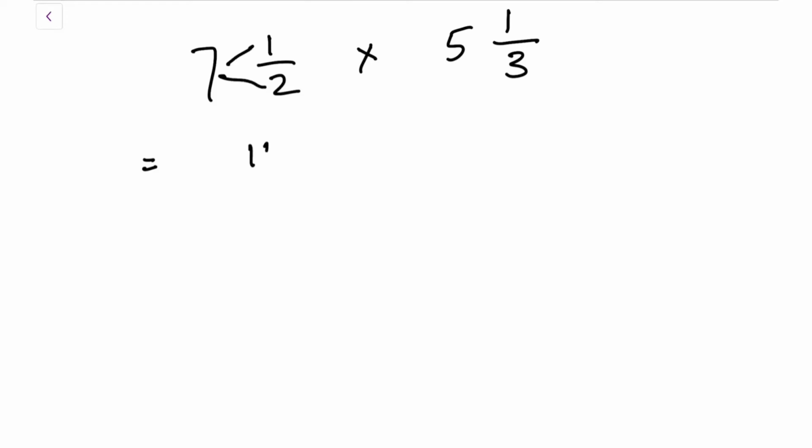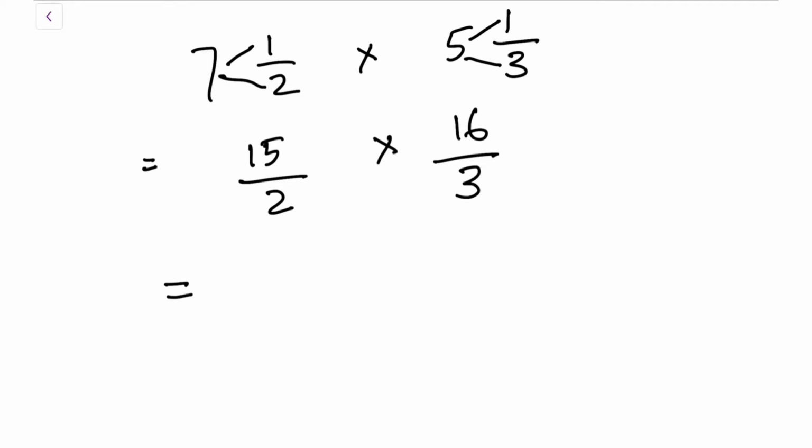First one. Let's do 7 1 by 2 into 5 by 3. As you can see, you have two mixed fractions. How do we multiply these two mixed fractions? So the first step is obviously to change this into an improper fraction. 7 2s are 14, 14 plus 1 is 15 by 2 into 5 3s are 15, 15 plus 1 is 16, 16 by 3.